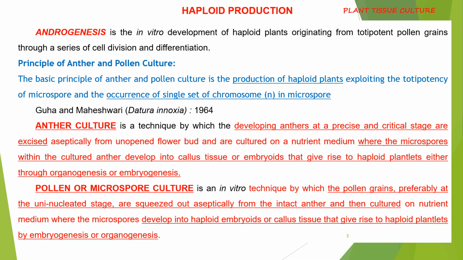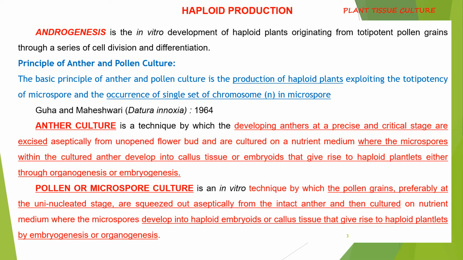Androgenesis is a technique for production of haploid plants by means of pollen grains. The basic principle utilized in androgenesis is the haploid nature of pollens and the totipotency of microspores. Indian scientists Guha and Maheshwari are credited with the discovery of creating haploid lines by pollens of Datura. Presently, this technique has been utilized for over 200 species of plants, including economically important plants like rice, tomato, tea, barley.